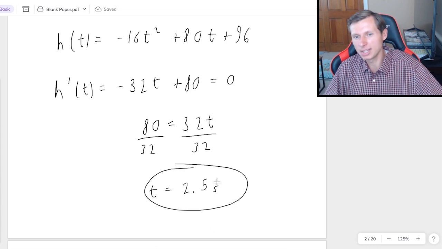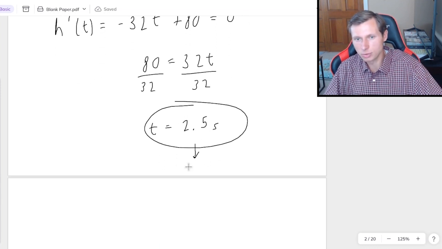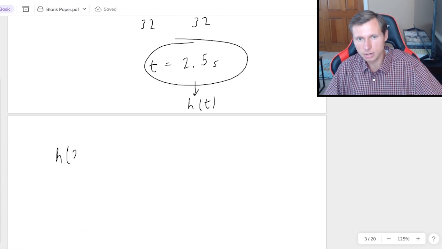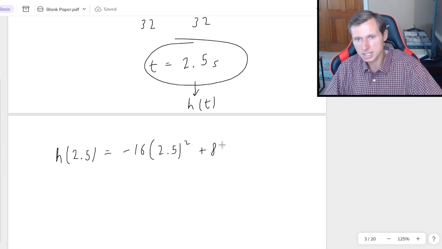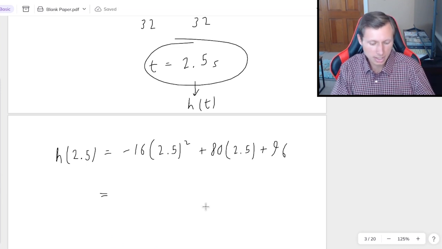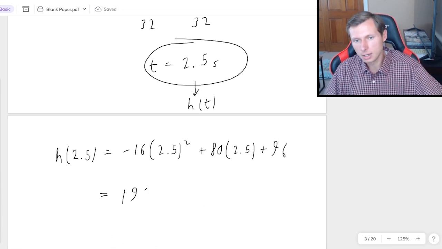Well, you just have to plug this time into the original function h of t. So in other words, h of 2.5 is equal to negative 16 times 2.5 squared plus 80 times 2.5 plus 96. Plugging this all into a calculator, I will get a total height of 196 feet.